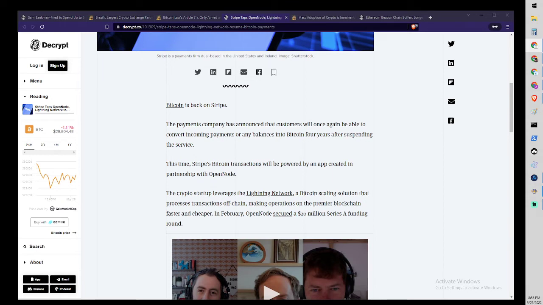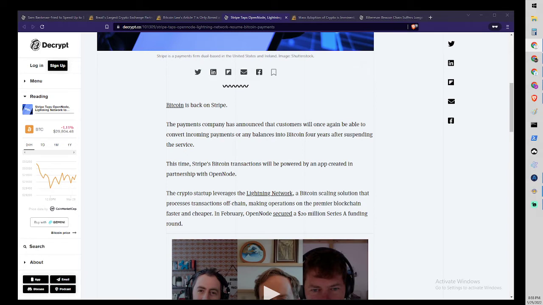Pretty much anybody that was using this prior to 2018 was using the Bitcoin main chain to do those transactions. They had to pay those transaction fees. So after it got so expensive, Stripe said, you know what, we're going to stop the Bitcoin network on our platform. It's too expensive.